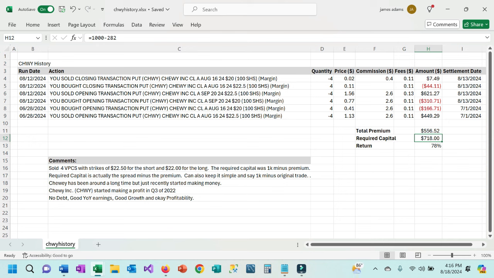Now that could have gone down going forward with the next trade. But I like to use it at this level here. So then I did another trade where I rolled and I brought in another 273. So almost the same amount, very close to what I brought in the first time. And I brought in a total of $556.52. And with the required capital of 715, this is like a 78% return. This isn't adjusted for yearly, in literally only 2 months.